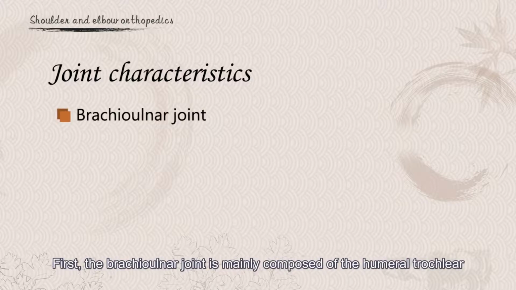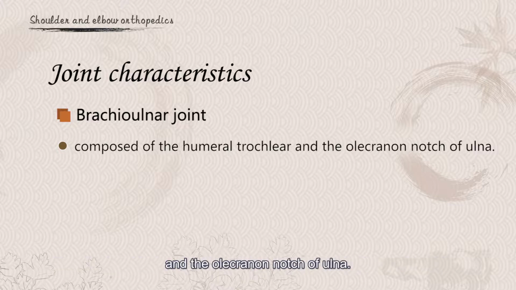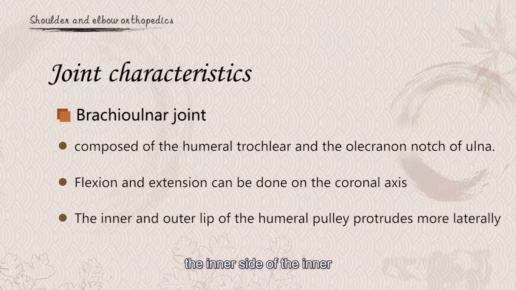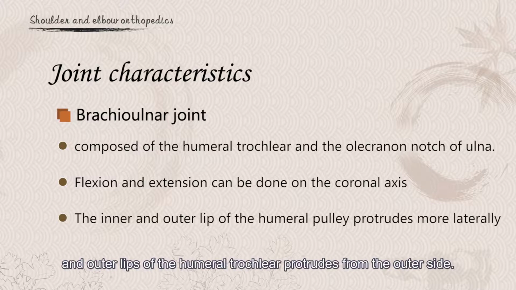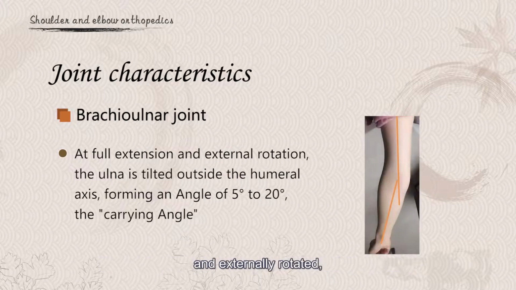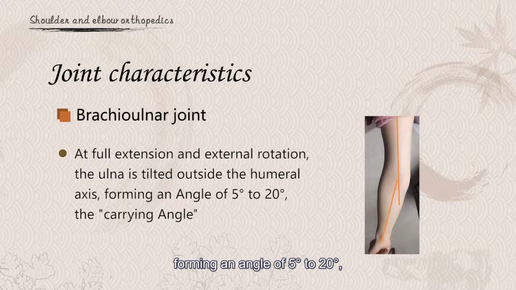First, the humeroulnar joint is mainly composed of the humeral trochlea and the olecranon notch of the ulna. It is a trochlear joint and can perform flexion and extension on the coronal axis. However, the medial limb of the humeral trochlea protrudes further than the lateral side, especially when fully extended and externally rotated. The ulna is on the outside of the axis of the humerus, forming an angle of 5 degrees to 20 degrees, which is the carrying angle.